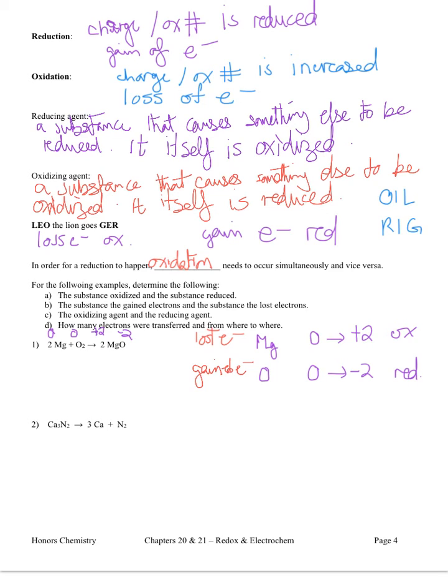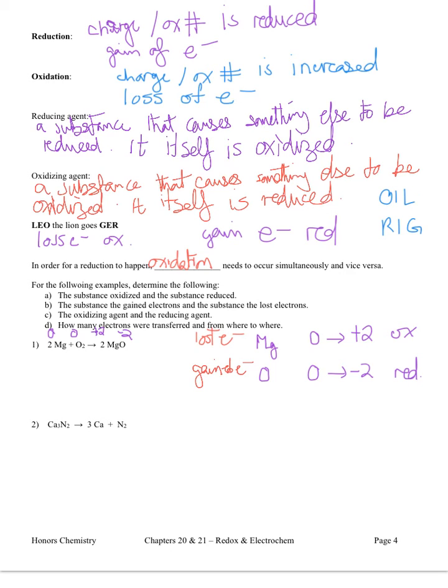So this is a substance that's reduced. It's gaining the electrons, so it's making something else lose the electrons so it can gain them. And so it's causing something else to be oxidized. So it's a little bit confusing because it's the opposite. So a reducing agent is what gets oxidized. The oxidizing agent is what gets reduced.